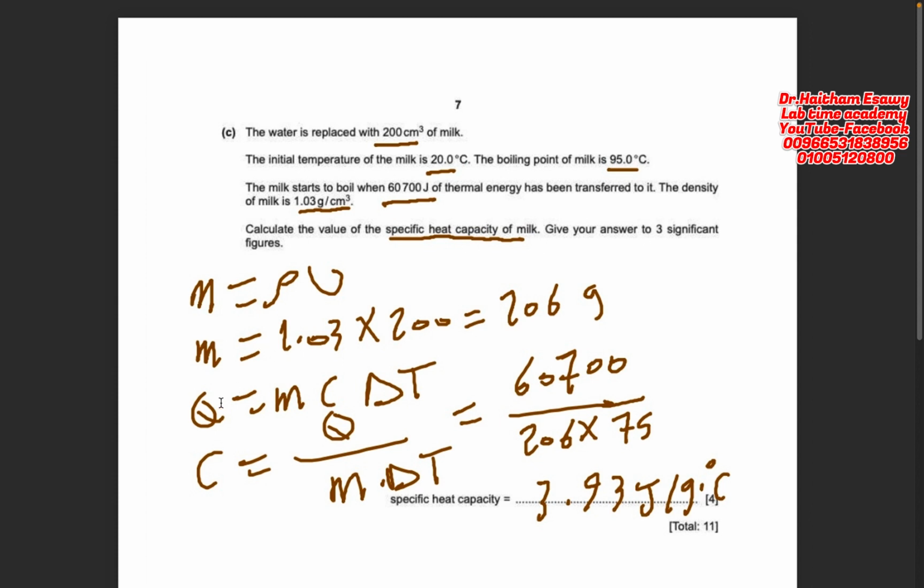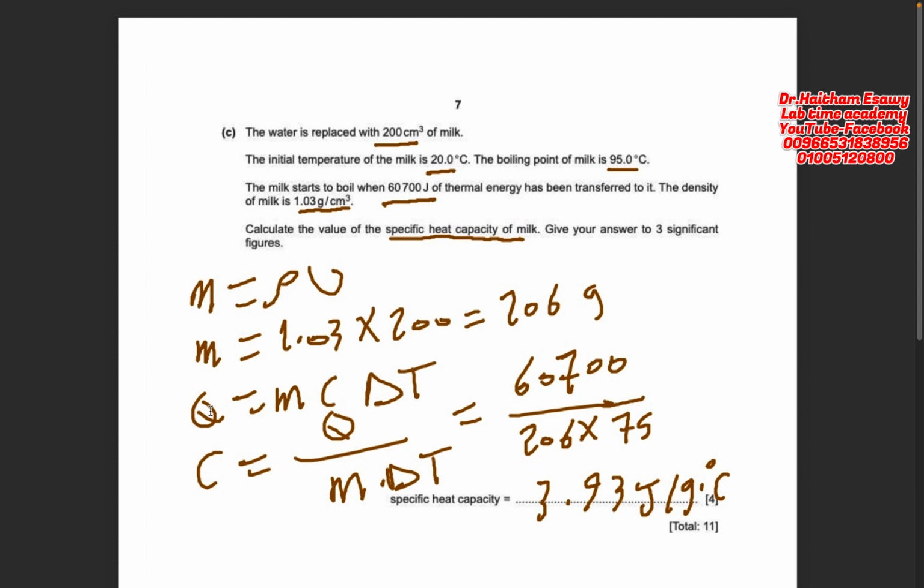Actually here, you know that Q equal mc delta T, the amount of heat or amount of energy. Q equal mass times the specific heat capacity times change in the temperature. But here, we don't have the mass, so we have to get the mass. From where? Mass equal density times volume. Density is what? It is 1.03. This is the density, times the volume, which is 200 cubic centimeter. So you can obtain 206 gram.